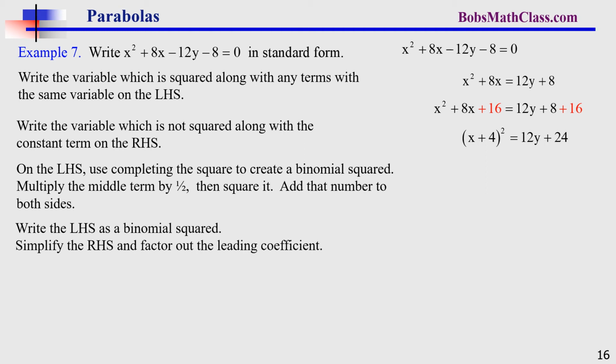Now on the right-hand side, we have to factor out the number that's in front of the y. So that'll be 12. Factor out a 12. And we're all done. x plus 4 squared equals 12 times y plus 2. The vertex, what would the vertex be? Right, it'll be -4, -2. What's the value of p? p is +3.